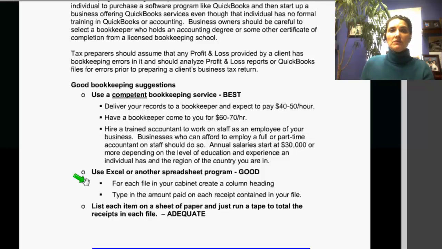It's based on hard numbers that you entered in from actual receipts or canceled checks. And finally, you can list each item on a separate piece of paper and just run a tape to total the receipts at the end of the year. That's actually perfectly adequate as well. And for my small business clients, that's probably all they need to do. Essentially, they keep manila folders with all of their receipts in them.